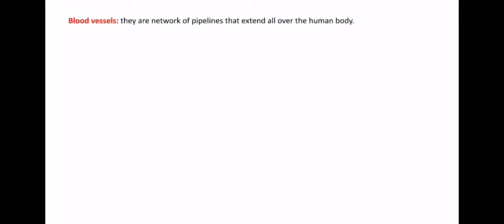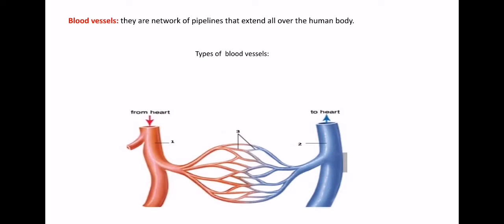Number 2, blood vessels. They are a network of pipelines or tubes that extend all over the human body. We have 3 types of blood vessels. Number 1, we have arteries. Number 2, we have veins. And number 3, we have blood capillaries.